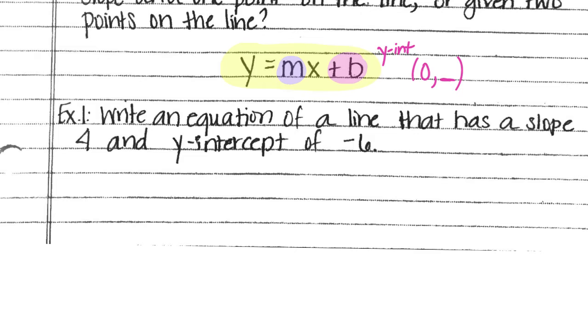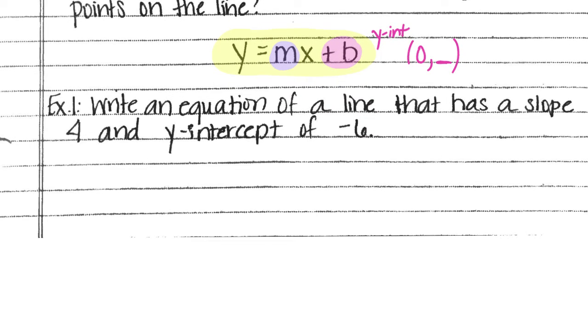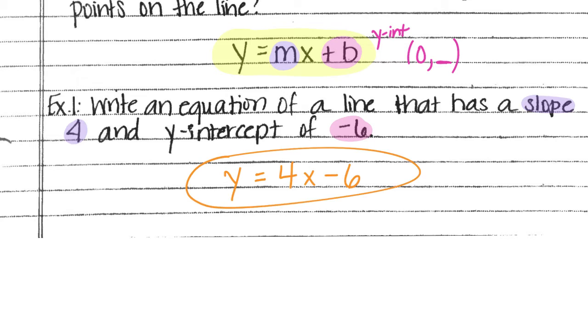So it says, example 1, write an equation of a line that has a slope of 4 and a y-intercept of -6. Well, this one's already set up for me. It's very nice. They give us a slope of 4 and a y-intercept of -6. I don't have to do anything except put in the 4 for the slope and the -6 for the y-intercept. So that one was quite easy.